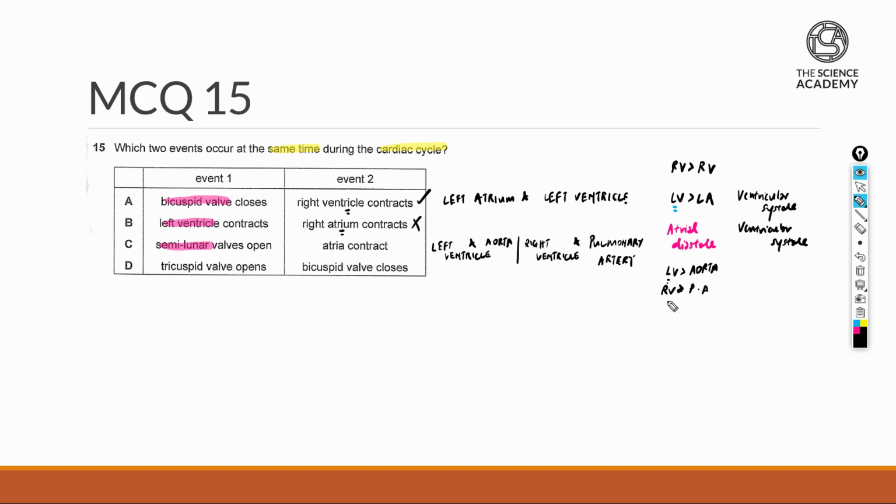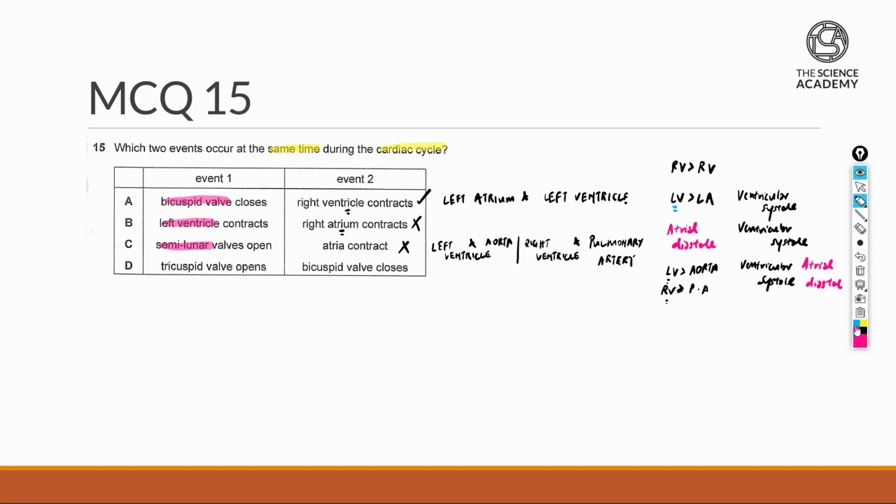So for the ventricles to be higher than the aorta and the pulmonary artery respectively, we are again looking at the ventricular systole event, whereby the ventricles should be contracting. And again, if the ventricles are contracting, the atrium cannot contract. The atria should be undergoing a diastole event. So in this case here, for option C, the atrium contracting is once again wrong.